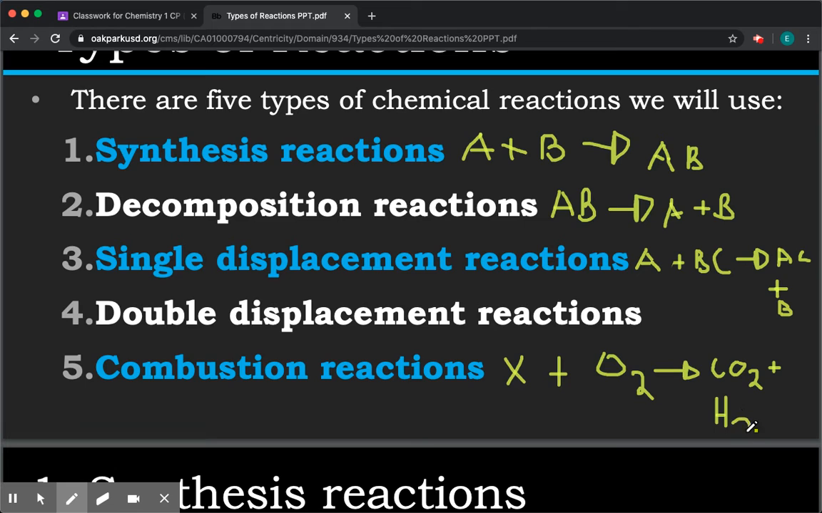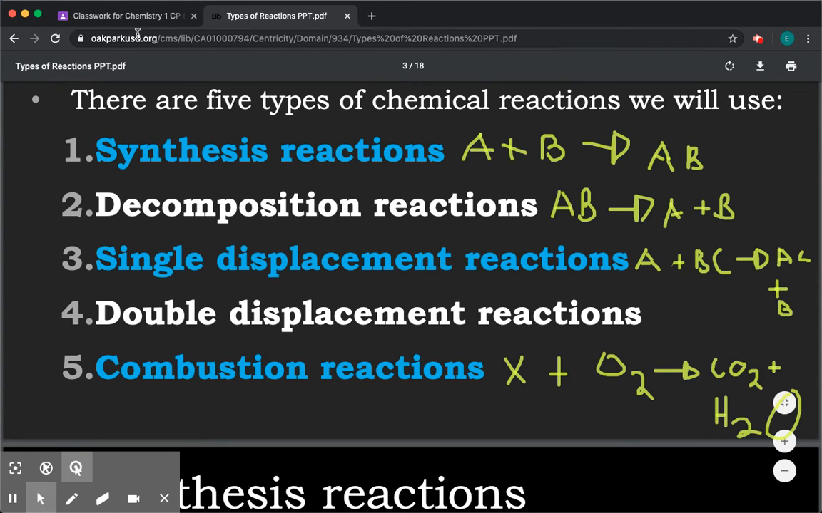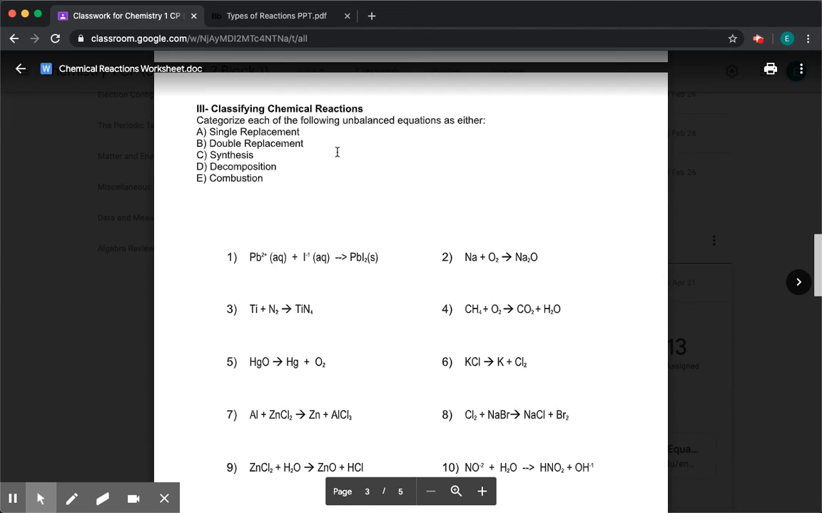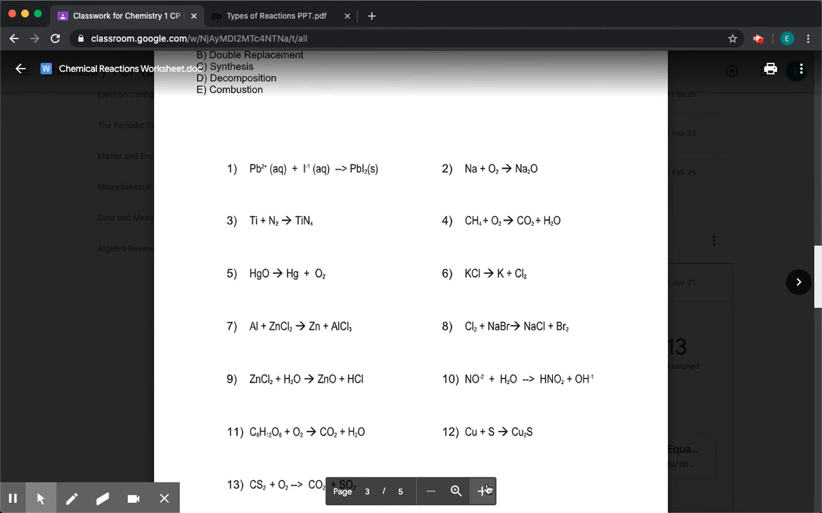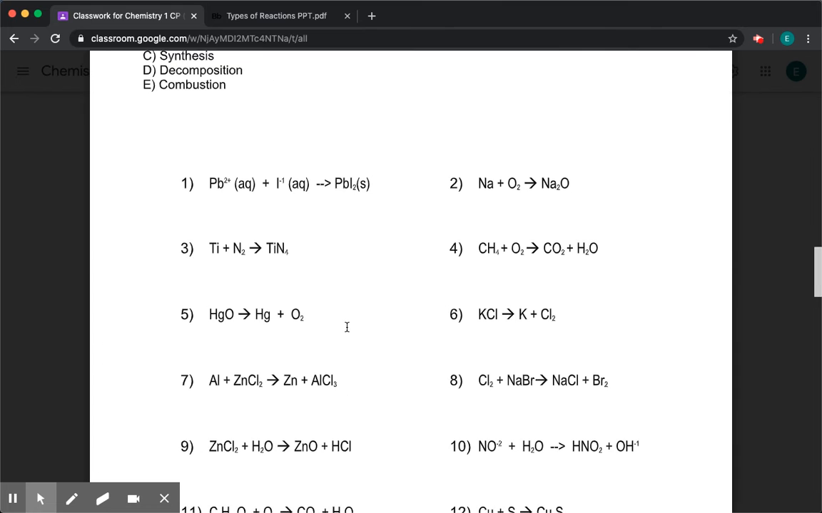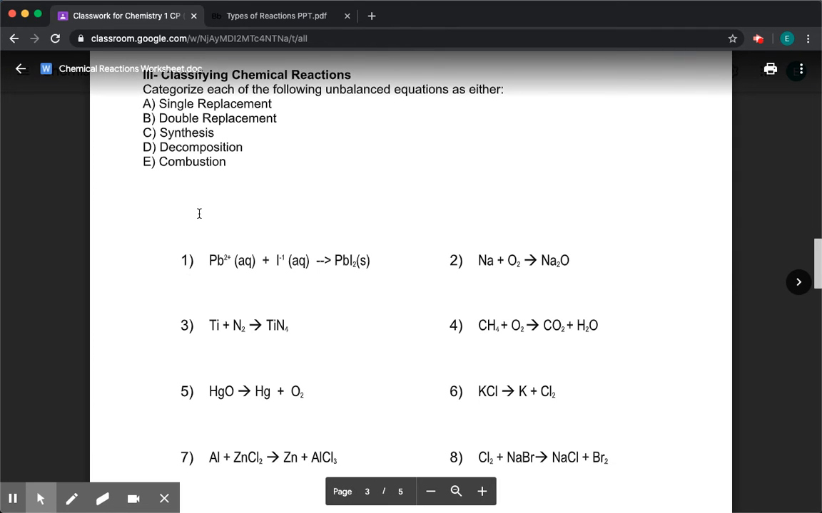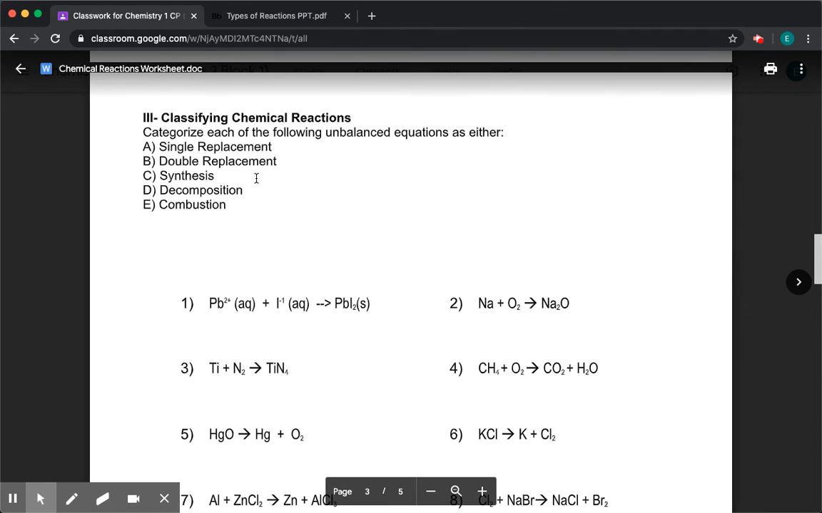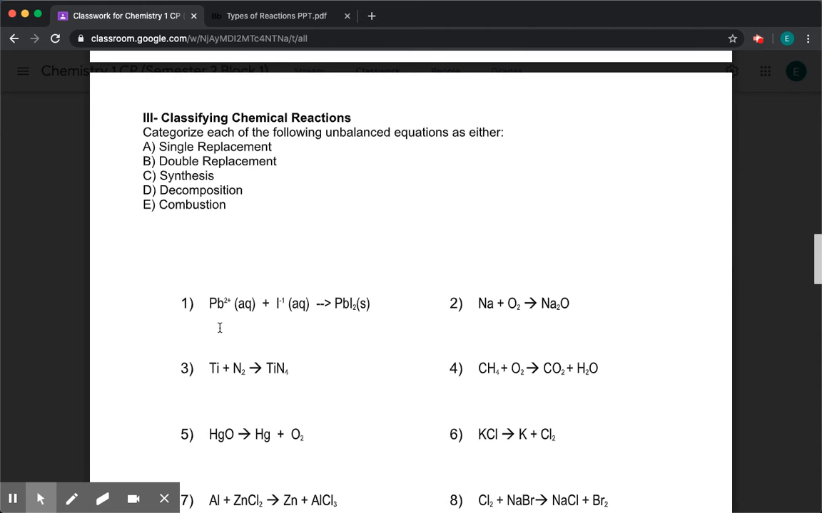Okay. Now let's do some examples from the sheet. I'll do a couple. There aren't that many reactions, so let's do a couple. So today's work just has you classifying the reactions. Are they single, double, synthesis, decomposition, or combustion? Okay, let's look at one.